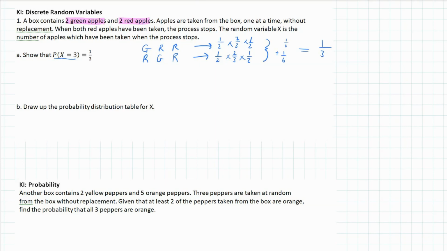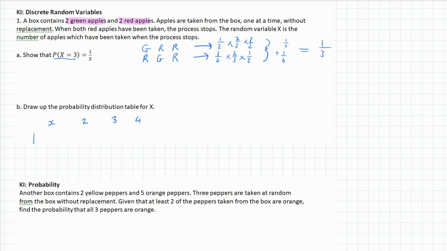Now I've got to draw up a probability distribution table for x. The smallest number of apples we can take before we get both of the reds away is obviously 2. You could go red, red. Then we've got 3, and the most it will take is 4, obviously, because there's only 4 apples.